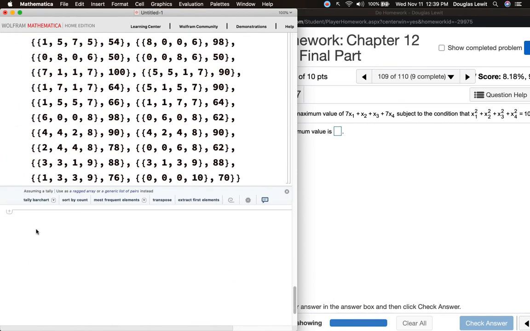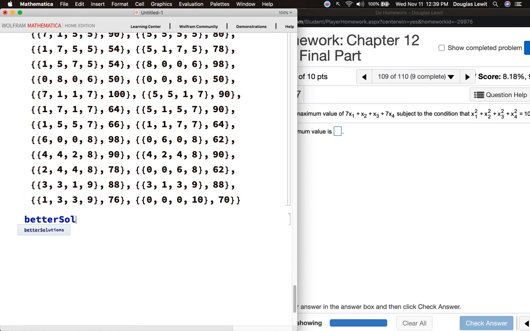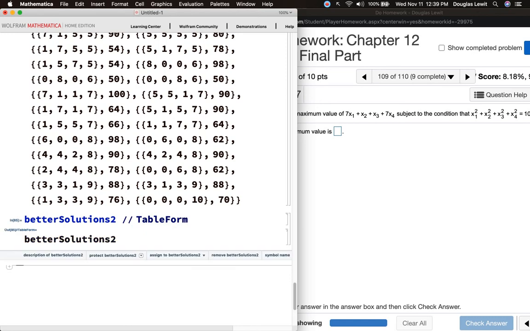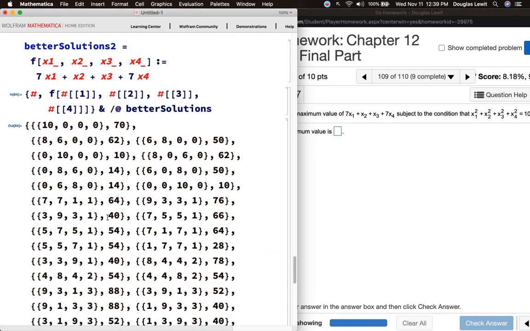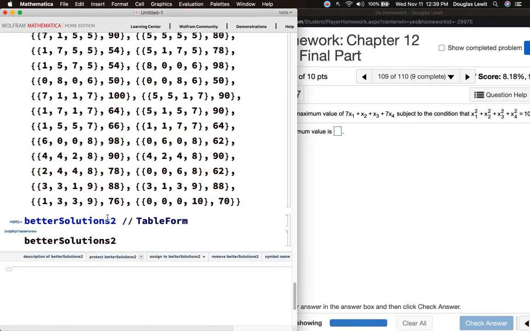So if I do betterSolutions2, let me see what this is going to look like. Why am I getting, hold on one second. Okay, that should not be, hold on one second.